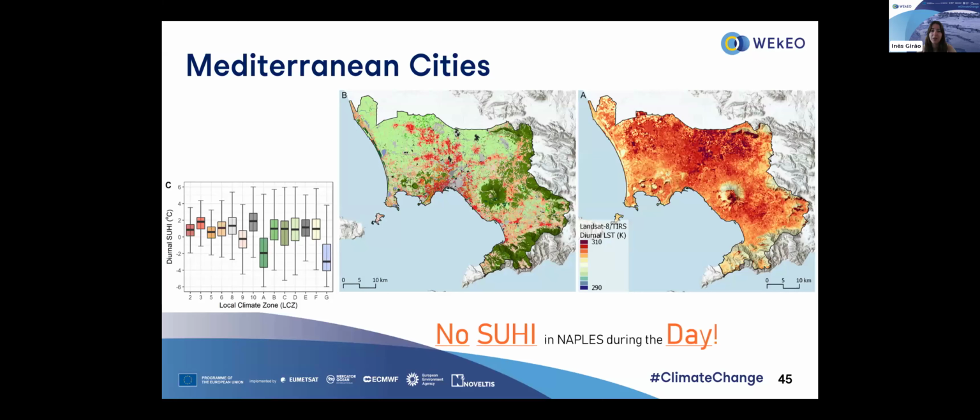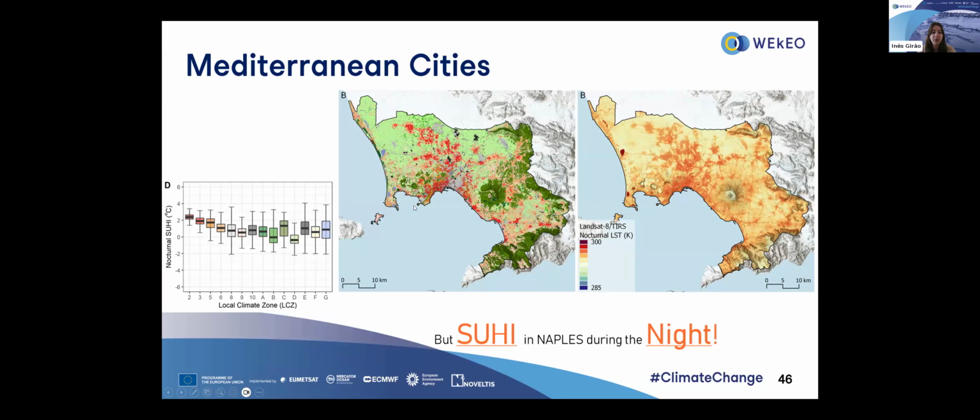So here we see a real application of the LCZs in Naples, where we explore the relationship between urban form and temperature during the day. On the right, you see an image of diurnal land surface temperature mapped with Landsat 8. And on the left, you see the LCZ classification map that highlights the distribution of the built-up land cover types. The chart in the lower left plots the diurnal surface urban heat intensity across LCZ types. It shows that you don't see a huge contrast during the day, but when we look at the night picture, you see a much bigger contrast.